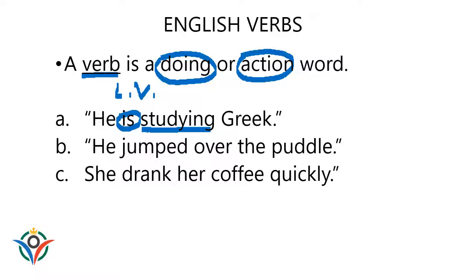The second example, he jumped over the puddle. So there, jumped is functioning as the main verb of the sentence. And then finally, she drank her coffee quickly. Drank is the main verb of the sentence. So once again, a verb is a doing or action word.